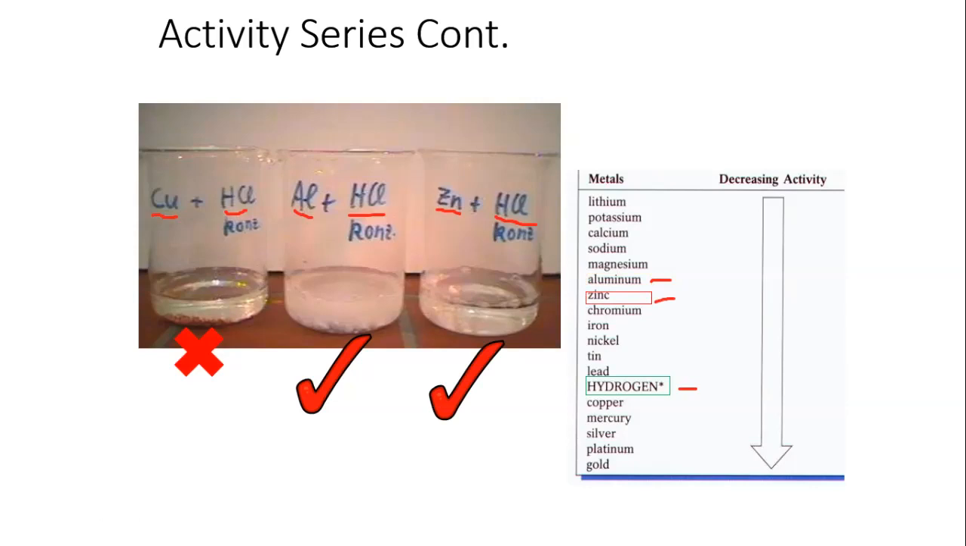Now, since aluminum is higher than zinc, aluminum will react more vigorously with hydrogen than zinc will. So the further up, or the greater the difference between the elements, the more vigorous the reaction. Both of them will react with HCl, but aluminum will react more vigorously because it's further from hydrogen.